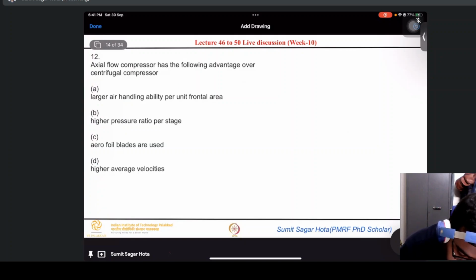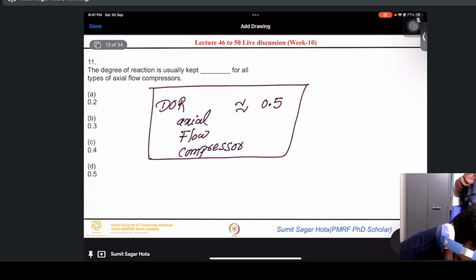The axial flow compressor has the following advantage over the centrifugal compressor. You know very well the volume flow in the case of an axial flow compressor is very high. So that means it can handle what? A large amount of air. So what is the answer? The answer is D.